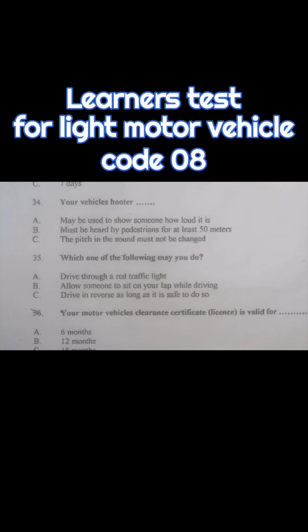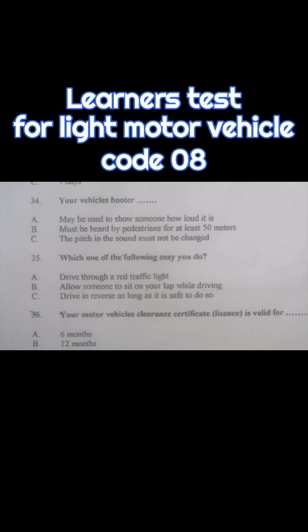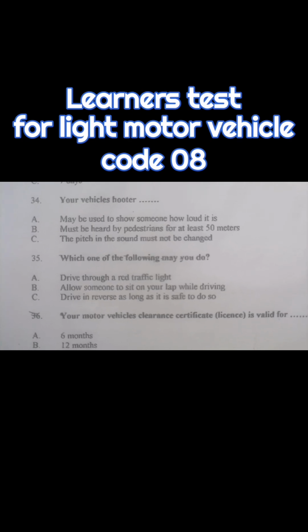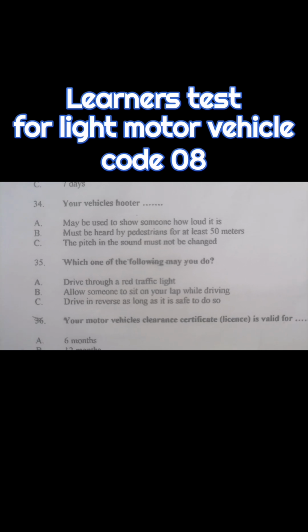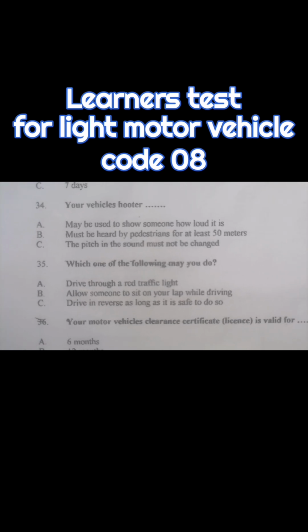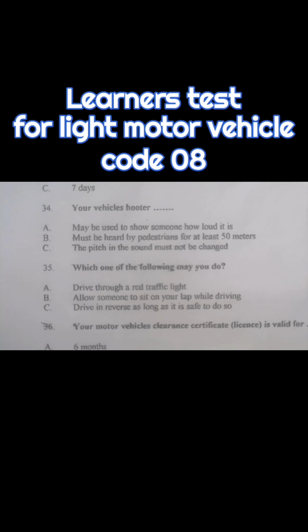35. Which of the following may you do? Alright, so look for something that you can do. Alright, A says drive through a red traffic light. No, you can't. B, allow someone to sit on your lap while driving. No, you can't. C, drive in reverse as long as it is safe to do so. True and correct.